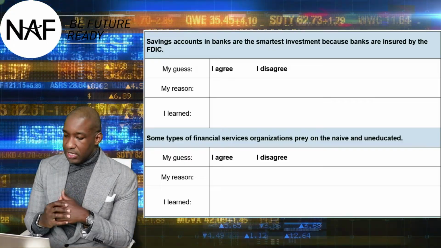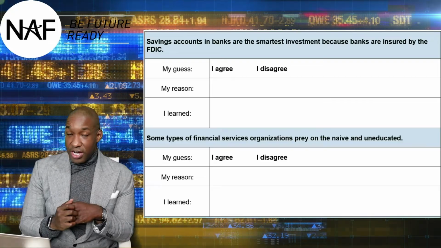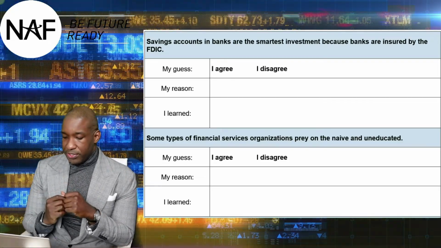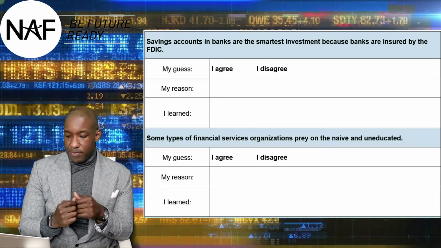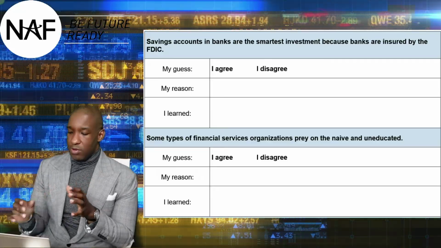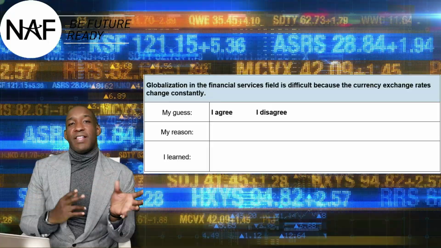Some types of financial services organizations prey on the naive and uneducated. We also discussed that one. You put your guess whether you agree or disagree, the reason behind whether or not you agree or disagree, and again, what you've learned. If you haven't learned anything yet, don't worry about it. This is where we left off last class.